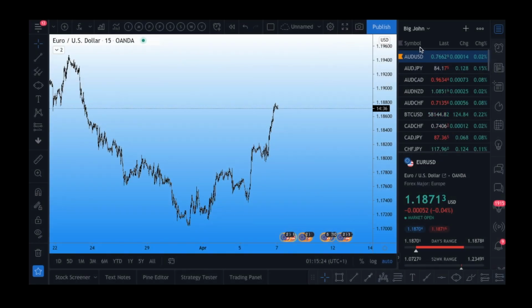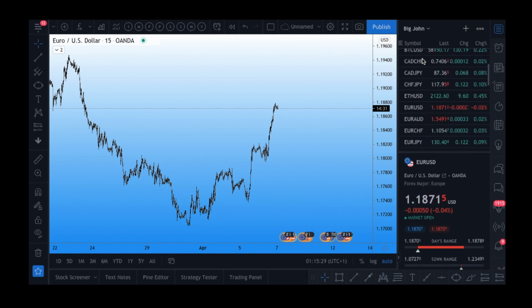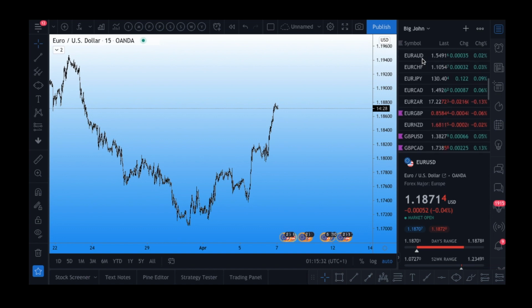Stage 2. What I'll actually do now is go through all of my pairs. You can see here on the right, I have all of my pairs marked out in a watch list on TradingView.